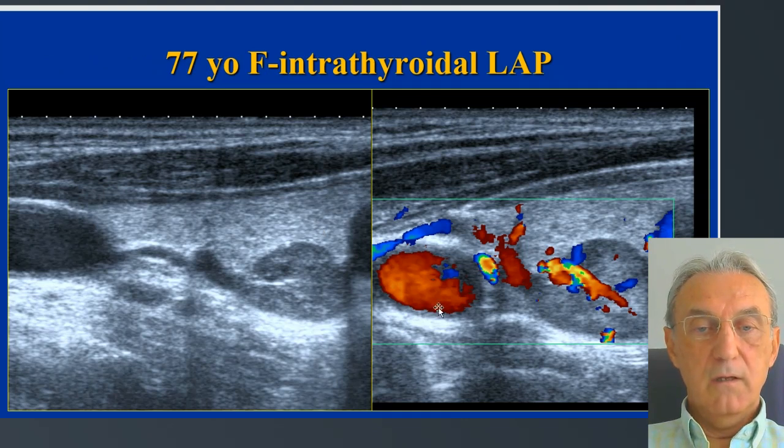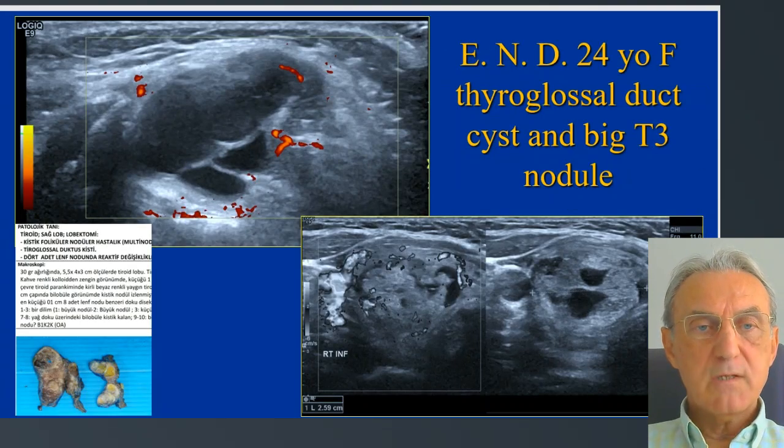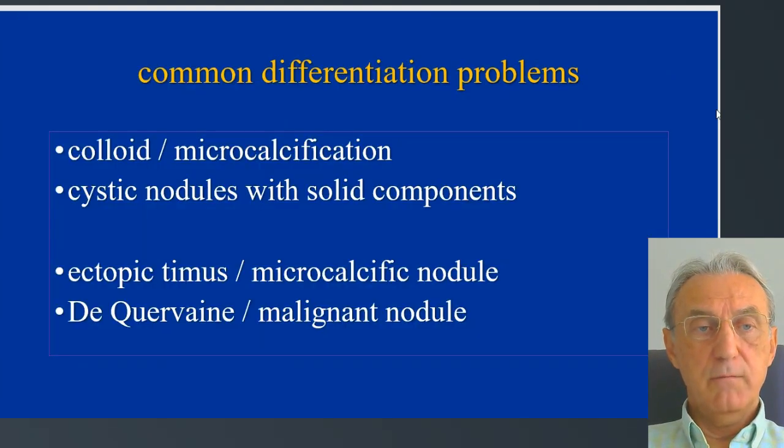This is a lymph node, you see, within the thyroid. This is a lymphadenopathy within the thyroid gland in a 77-year-old female. This is a thyroglossal duct cyst within the thyroid, and there's an accompanying thyroid-free nodule in this young patient.